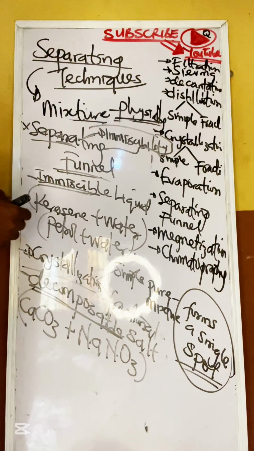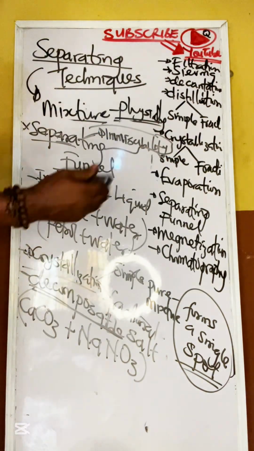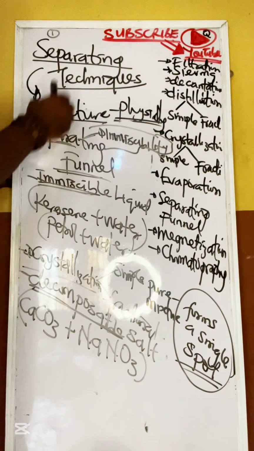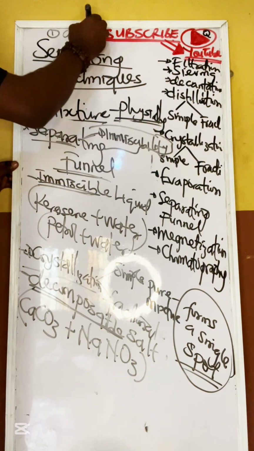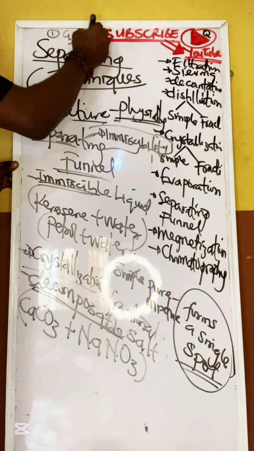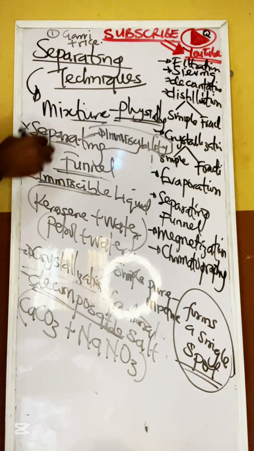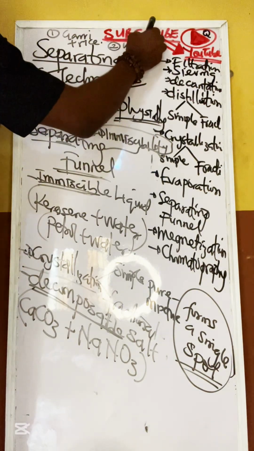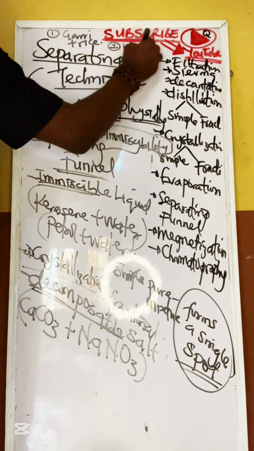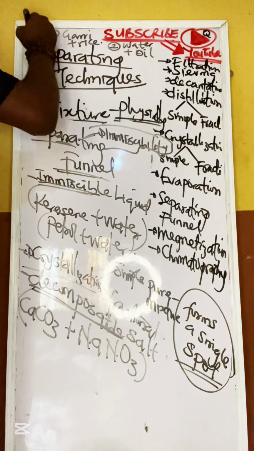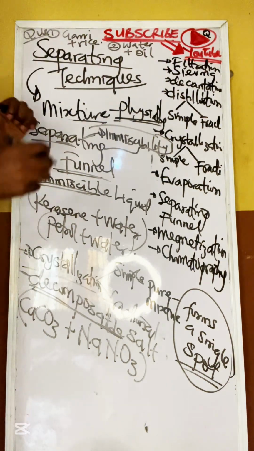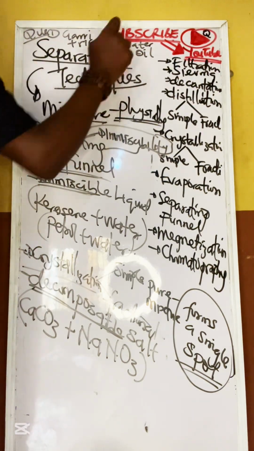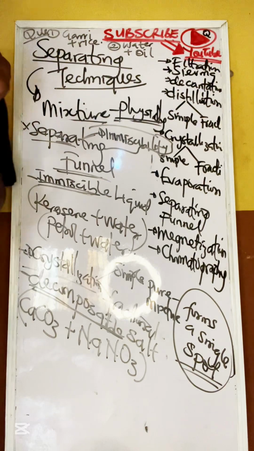So I want to ask you, question one, how do you separate a mixture of, let's say, gari plus rice? Number two, how do you separate water plus oil? So answer these questions in the comment section: how do you separate a mixture of gari plus rice, and water plus oil?